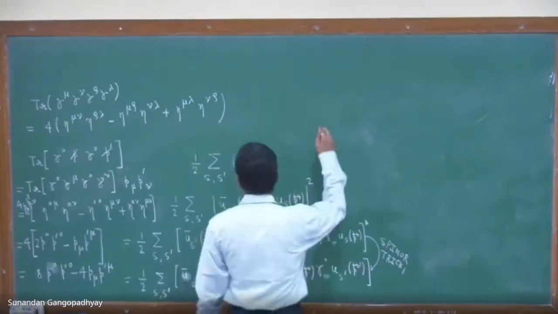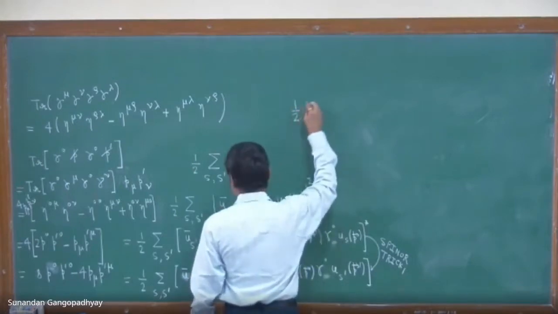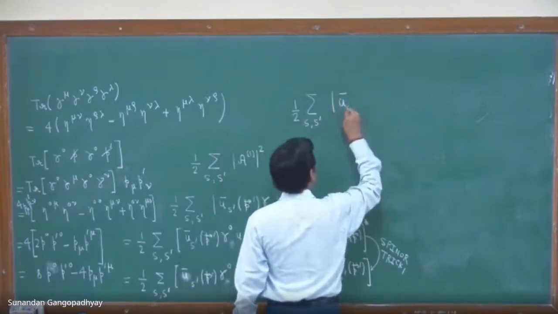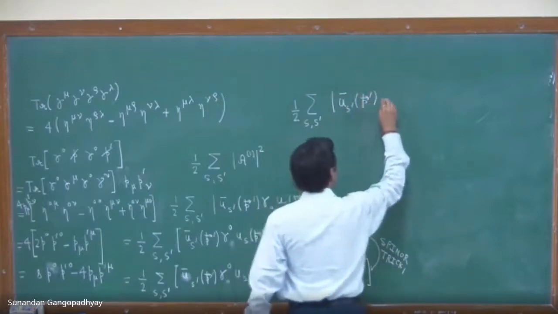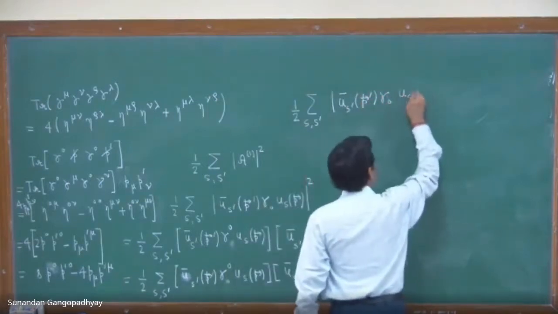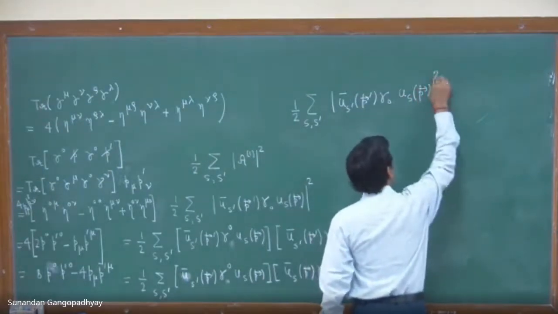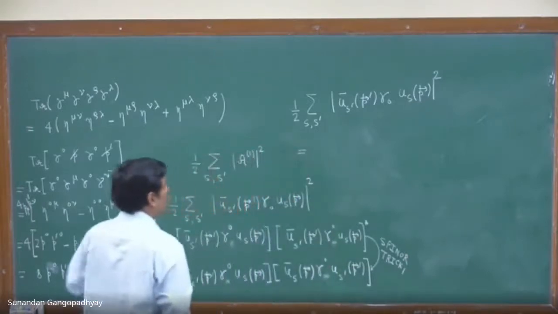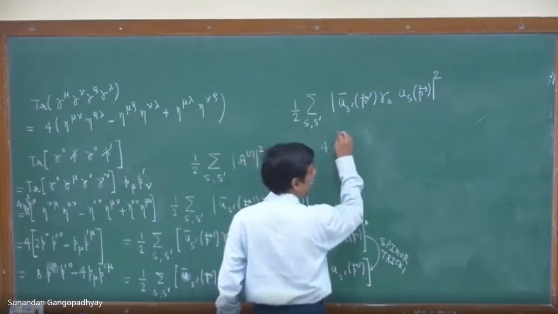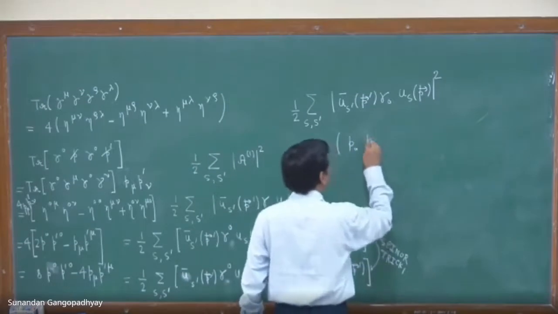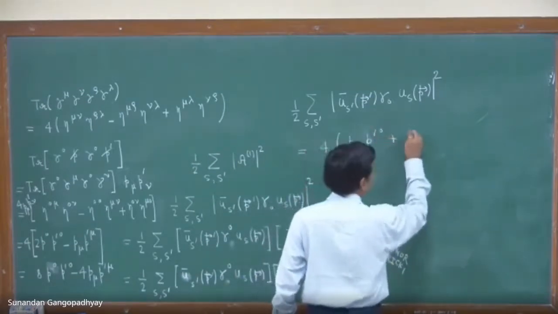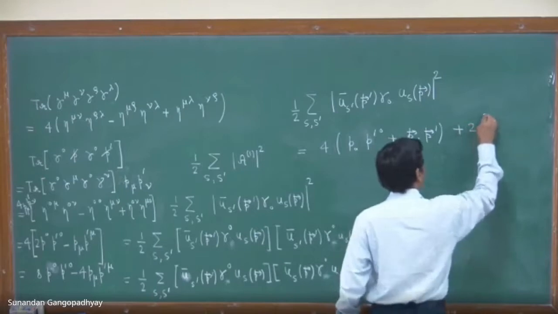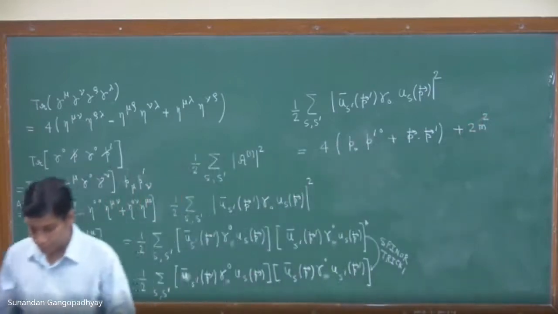So ultimately, what we have is the following: half of the summation over S and S prime of u bar S prime gamma 0 u S, mod square, that is equal to 4 times P0 P0 prime plus P vector dot P prime vector plus m square. This is what we have.